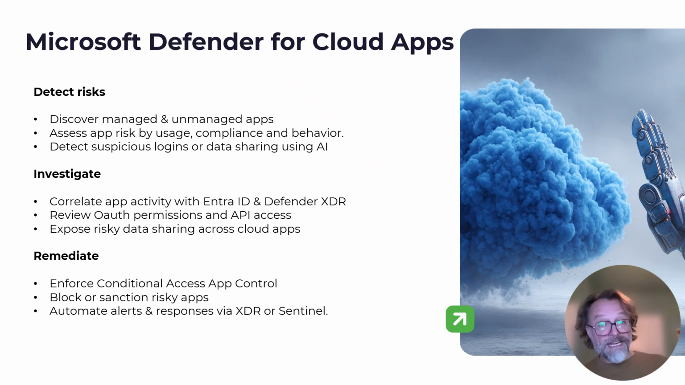And then it starts investigating. Defender for Cloud Apps correlates data from Entra ID and Defender XDR, allowing you to see exactly which applications access sensitive data, what permissions they have been granted through OAuth, and where information might be exposed. And to remediate this, you can, for example, enforce conditional access app control to apply session-based protection, block or sanction risky applications, suspend a user, or revoke OAuth tokens for a malicious application, or automate responses and alerts using Defender XDR or Microsoft Sentinel. This altogether gives you visibility, control, and response capabilities across your entire SaaS landscape.